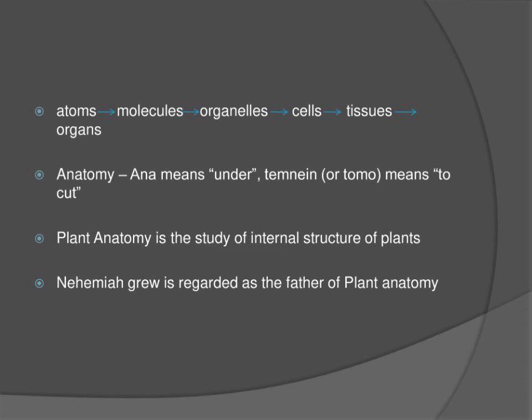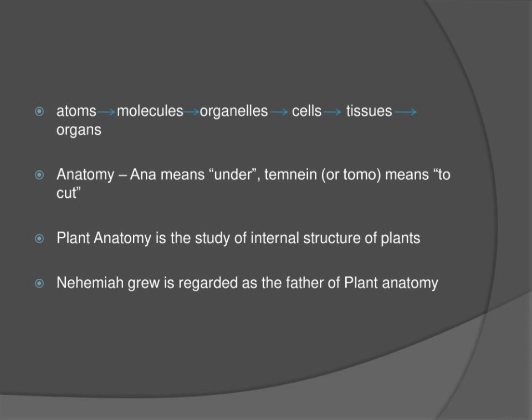Now this chapter, plant anatomy, let's first understand the meaning of anatomy. If you break the word, ana means under, temnin or tomo means to cut. So literally if you cut the plant and study the inner surface, then it is called plant anatomy. So plant anatomy is nothing but the study of internal structure of plants. Nehemiah Grew is the scientist who first studied the internal structure of plants, and hence he is regarded as the father of plant anatomy.